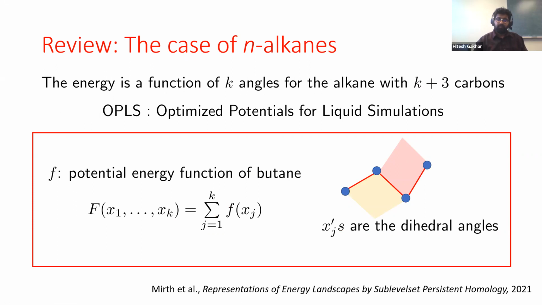We also saw that the model that is typically used in chemistry is this OPLS model, which basically says that for alkanes, the potential energy function is the sum of these functions f of x_j, where the x_j's are independent dihedral angle variables. Each x_j varies from 0 to 2 pi, and f is the same function that they use to define the potential energy function of butane. So this is the model that they use.